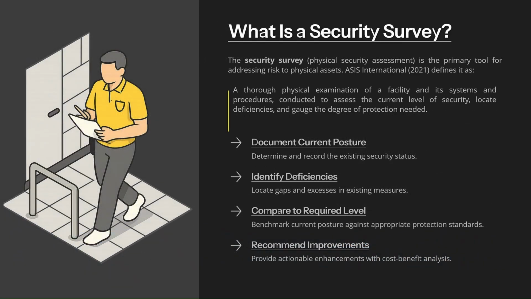measures. A security survey is a detailed, on-site examination of a facility and its systems. It helps identify weaknesses, evaluate existing controls, and recommend improvements. Key steps include conducting a preliminary review, identifying deficiencies, comparing findings with standards, and recommending appropriate enhancements. A well-executed survey provides actionable insights that directly support risk reduction and stronger security design.